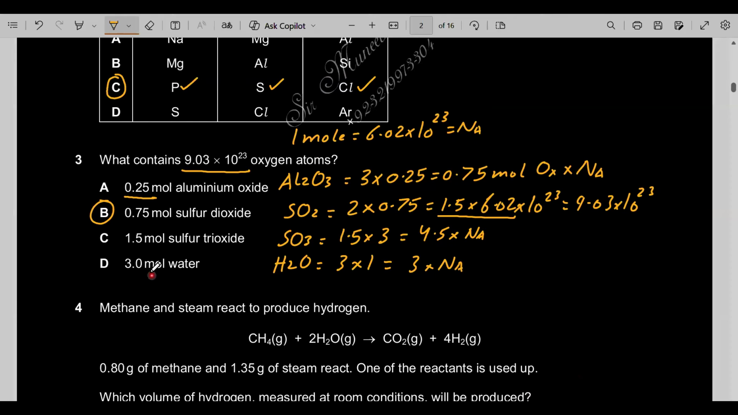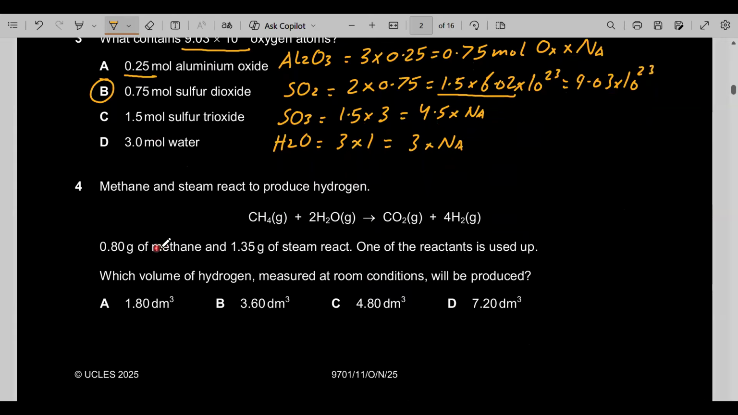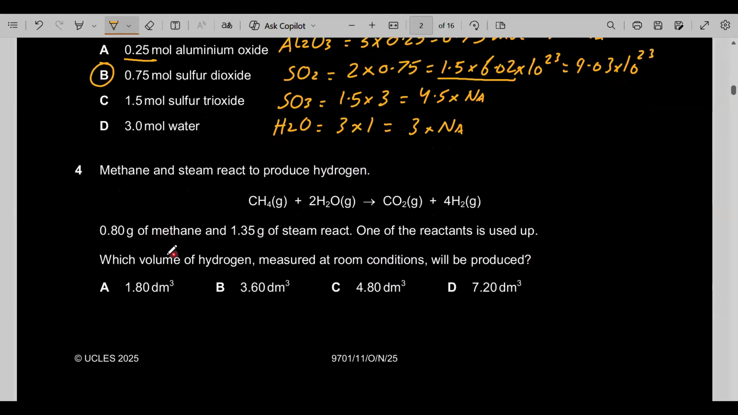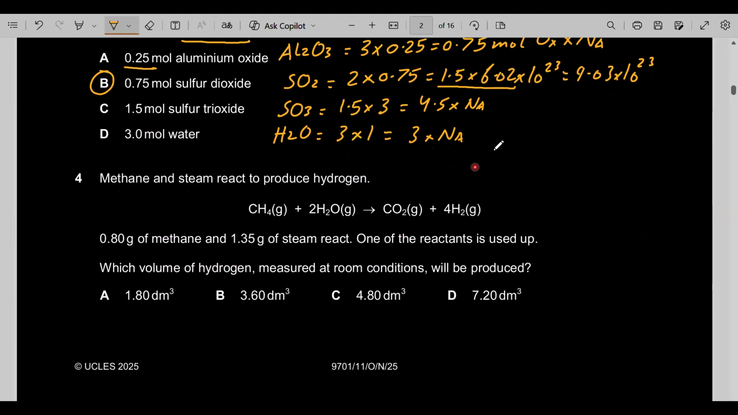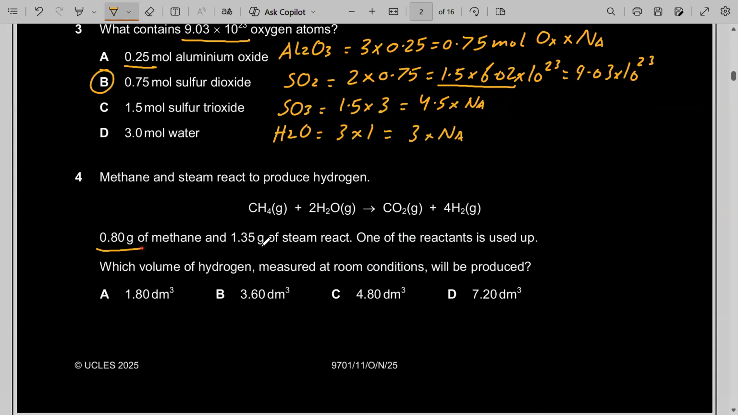Now question number four, methane and steam react to produce hydrogen. We have been provided the mass of methane and the steam. We have to calculate the volume of the hydrogen gas. For this purpose, we must use stoichiometric calculations. First of all, just use the values provided in the question over here and also calculate the molar masses.